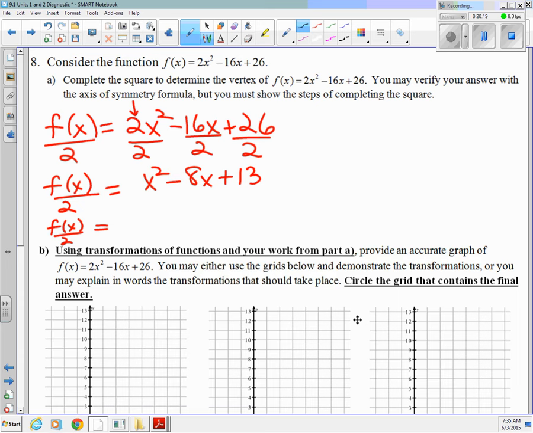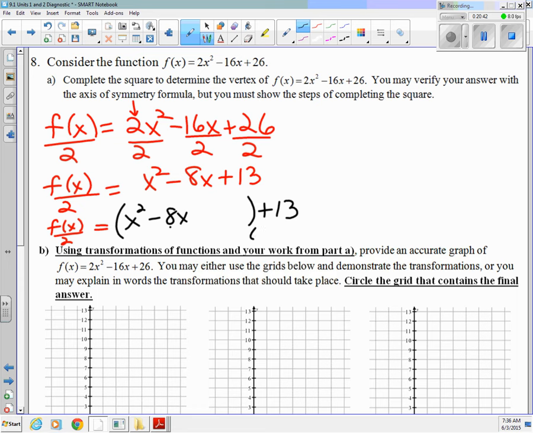So here's the concept of completing the square. What I'm trying to do is find a number that will create a perfect square trinomial. And the way that's done is you divide the middle coefficient, the x coefficient, by 2 and square that number. So negative 8 divided by 2 is negative 4. So I'll write that up here.